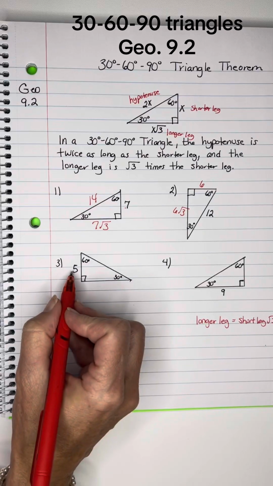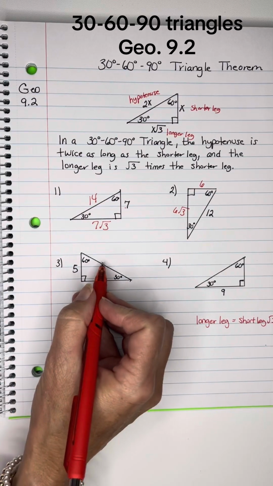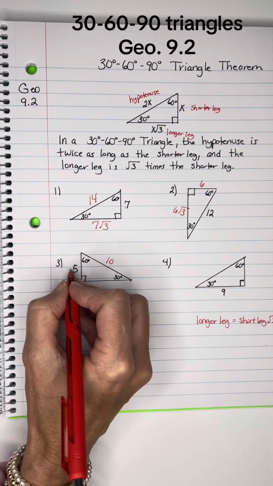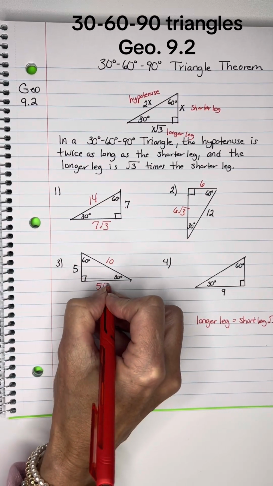Okay, here we have the short leg, and it's 5. So the hypotenuse will be 5 times 2, which is 10. And then the longer leg will be 5 root 3.